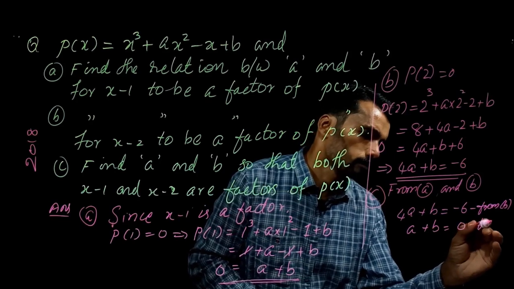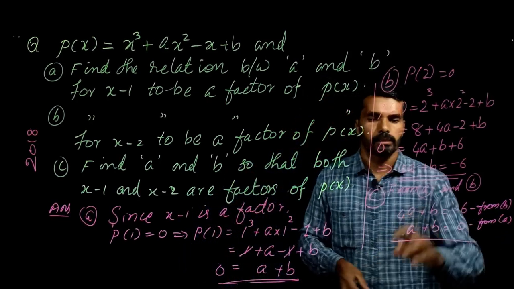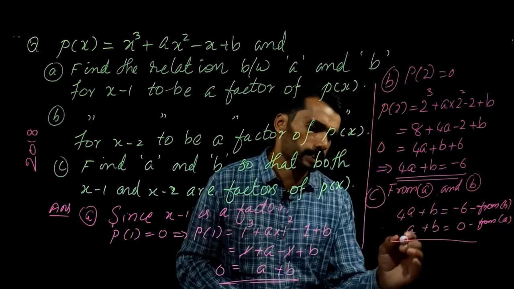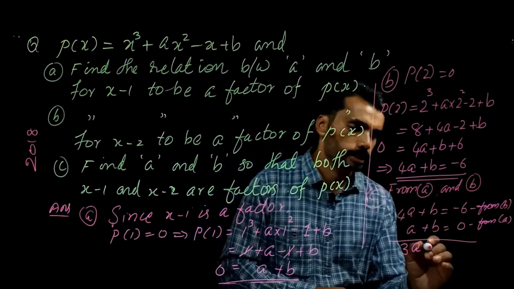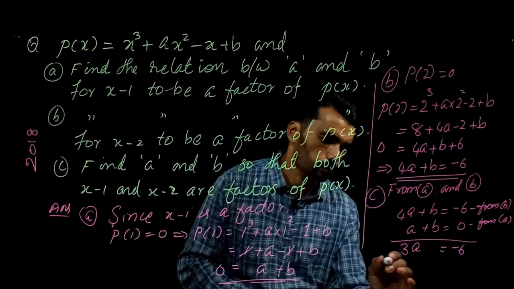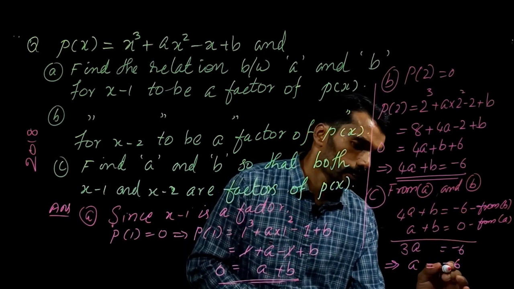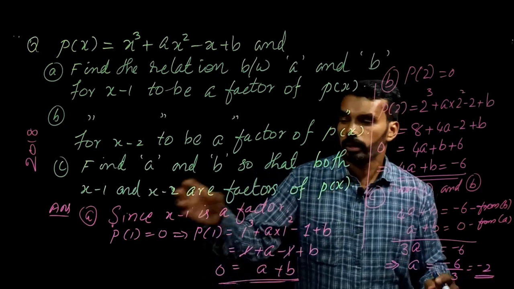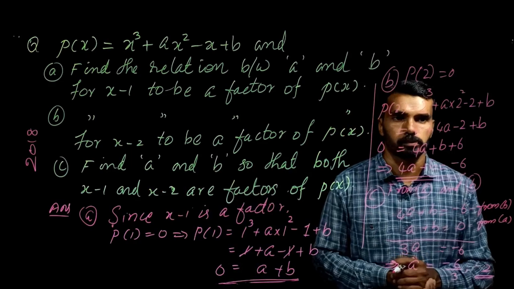Now if we subtract this, that is 4a minus a is equal to 3a, then b minus b is 0. Now minus 6 minus 0 is minus 6. This implies a is equal to minus 6 divided by 3, which is equal to minus 2. So a is equal to minus 2.